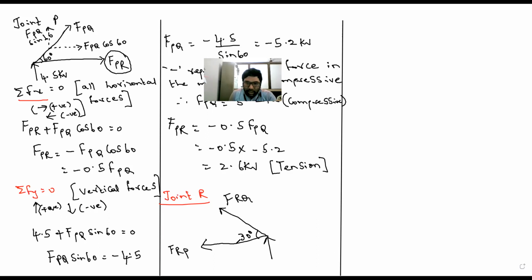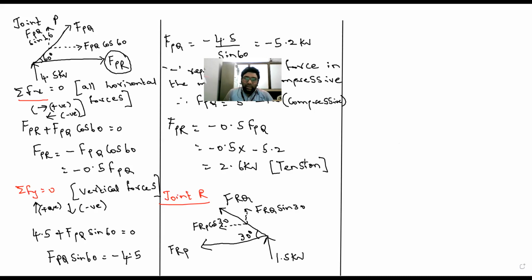What is the reaction at R? The reaction at R is 1.5 kilonewton. Now, what do we need to do? We need to resolve this force into equivalent horizontal and vertical components. So, what is this force? F_RQ sin 30. See how simple this problem is? And this is F_RP cos 30. What do we need to do now? F_RP sin 30, F_RQ sin 30, F_RP cos 30.